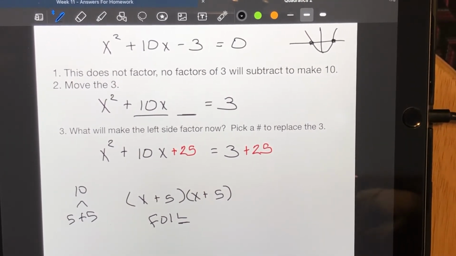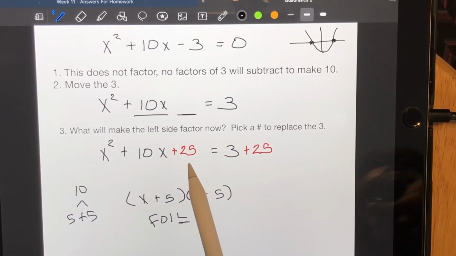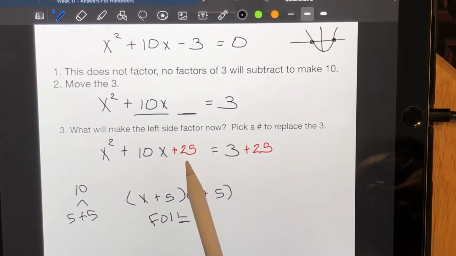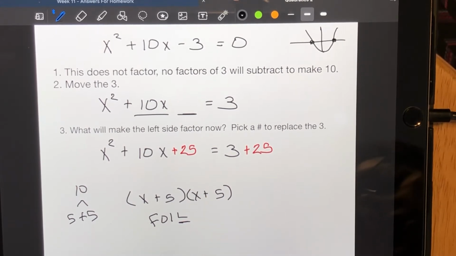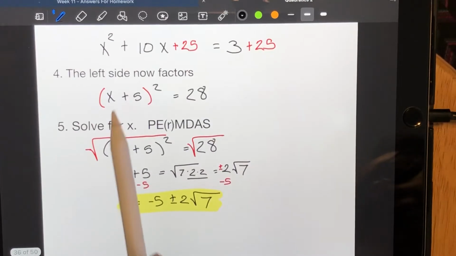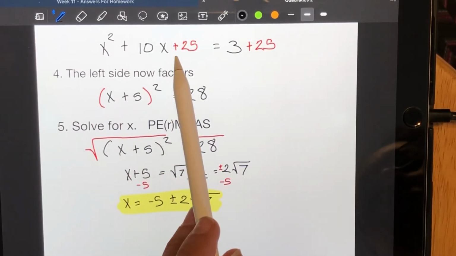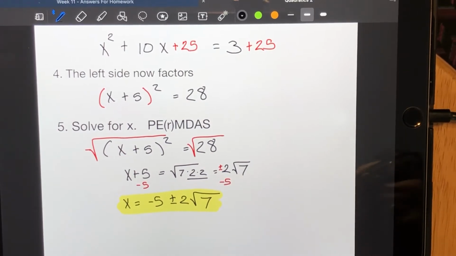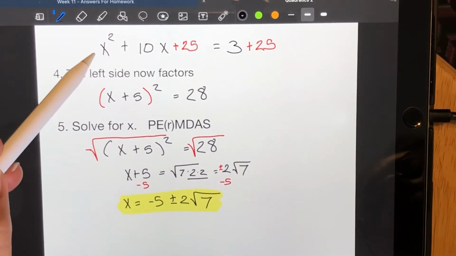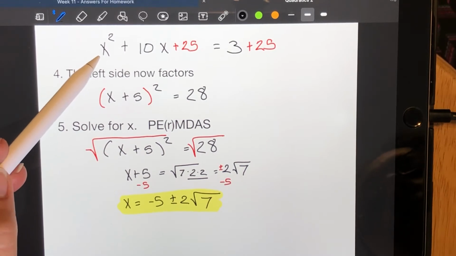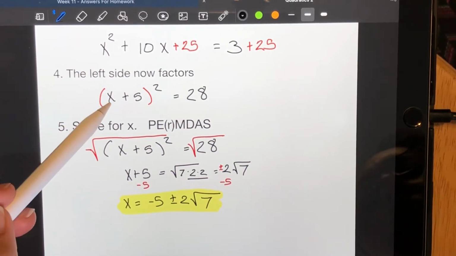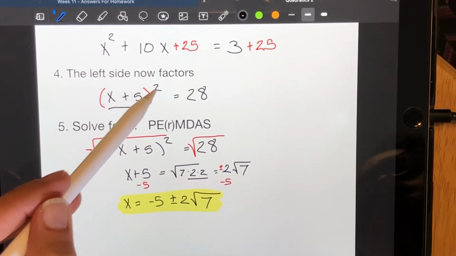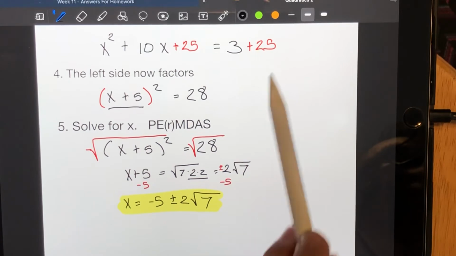Now the rule for math is whatever I do to one side, I have to do to the other side. So if I put a 25 on my left side, I have to put a 25 on my right side. So now we have x squared plus 10x plus 25 equals 3 plus 25. Let's simplify what we can. Well, I made the top part factor into a perfect square trinomial, so I can rewrite it as x plus 5 as that binomial squared.